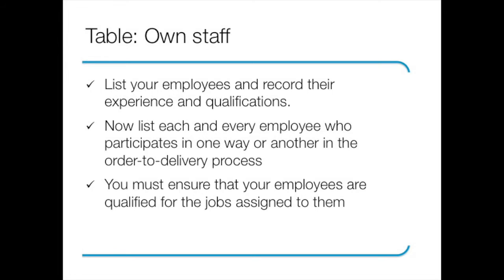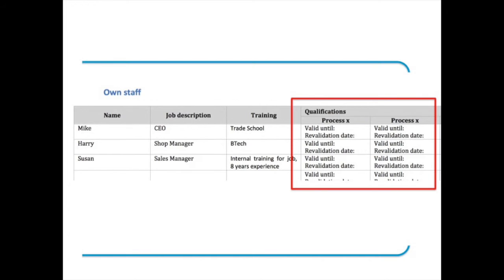The second table, Own Staff, is used to list your employees and record their experience and qualifications. Now, list each and every employee here who participates in one way or another in the order to delivery process. This includes design engineers, buyers, managers, human resource department, and so on. So technically, just list everyone here. After you're done, the listing should look something like this.